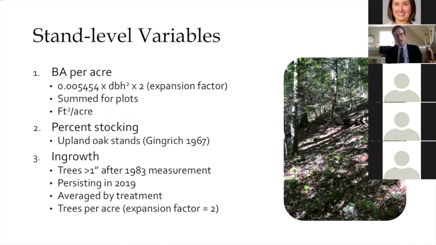And then ingrowth was calculated in trees per acre. What ingrowth refers to is any tree that grew into the diameter class of greater than or equal to 1 inch after the study was installed, after the 1983 measurement, and persisting through 2019. So anything that grew into that diameter class and was still alive in 2019 was considered ingrowth. And we averaged those by treatment.